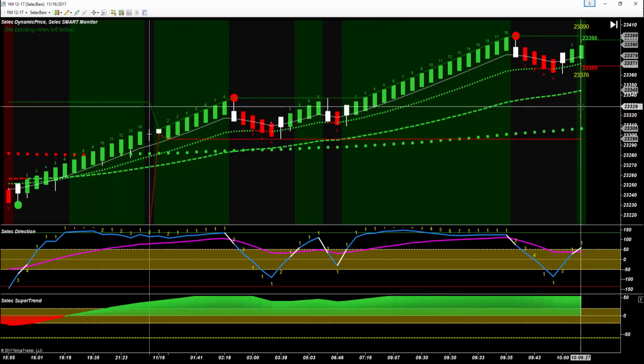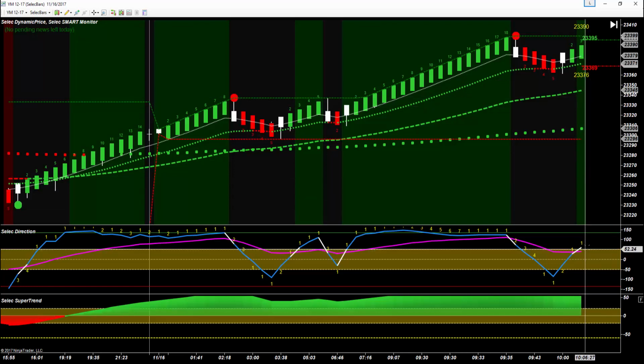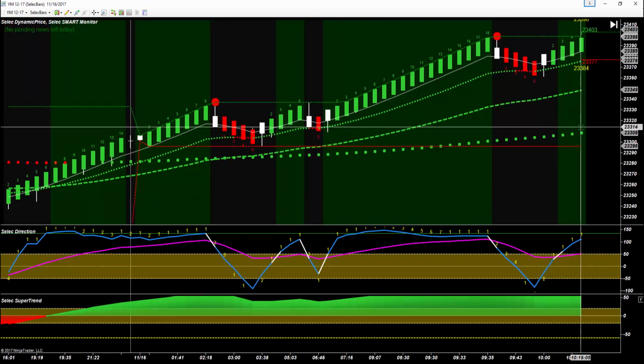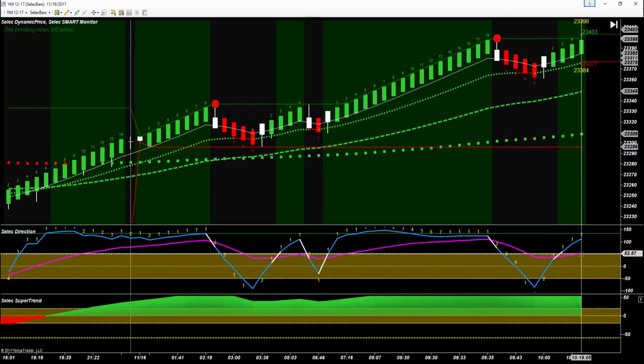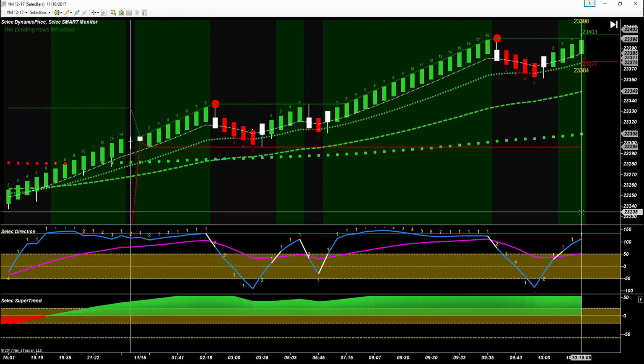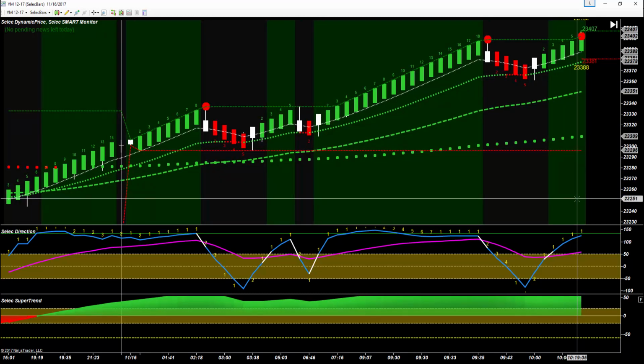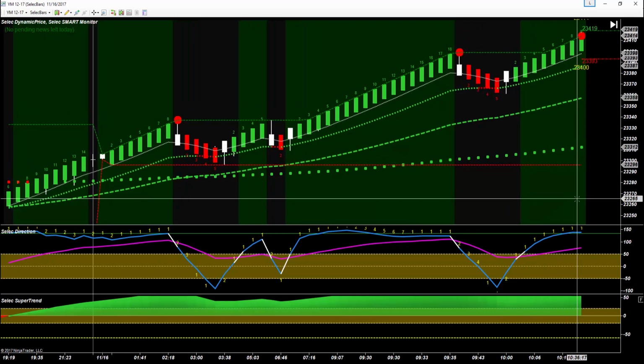23,400. So I can be prepared as I'm just waiting for my purple line to get outside of the neutral zone. Bar 5 closes right under the high. I see my purple line is right outside of the neutral zone, so I could go ahead and put in my order at 23,400 before the next bar closes, and that way by the time that it does, we will have entered into this trade and been able to take part in some of this trend.